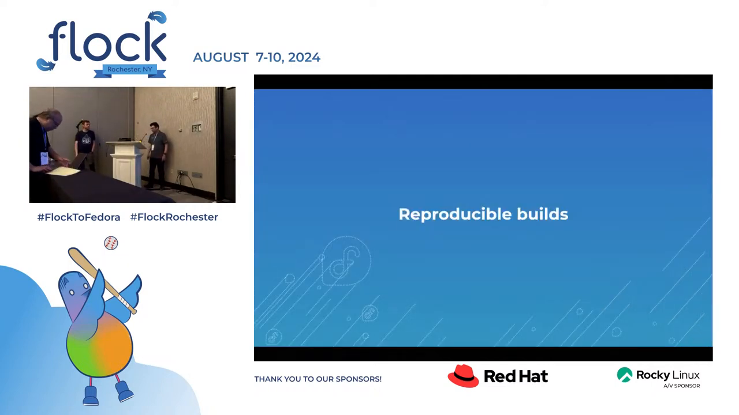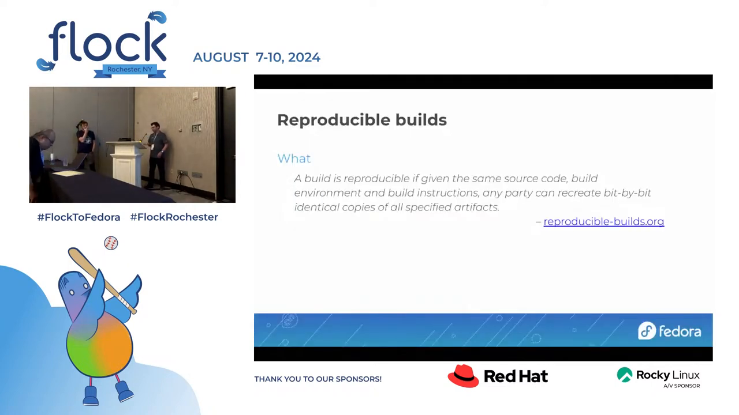So what are reproducible builds? The definition of reproducible builds comes from the reproducible-builds.org project. The idea is that a build is reproducible if, given the same premises, you get the same results, effectively. Like the official definition says, you have to start from the same source, build environment, and build instructions, and get bit by bit identical copies of the artifacts.